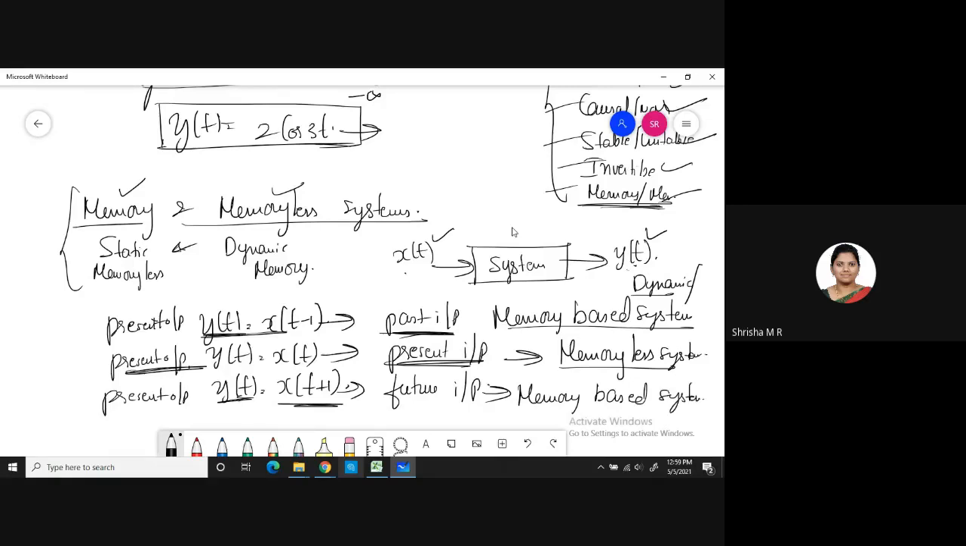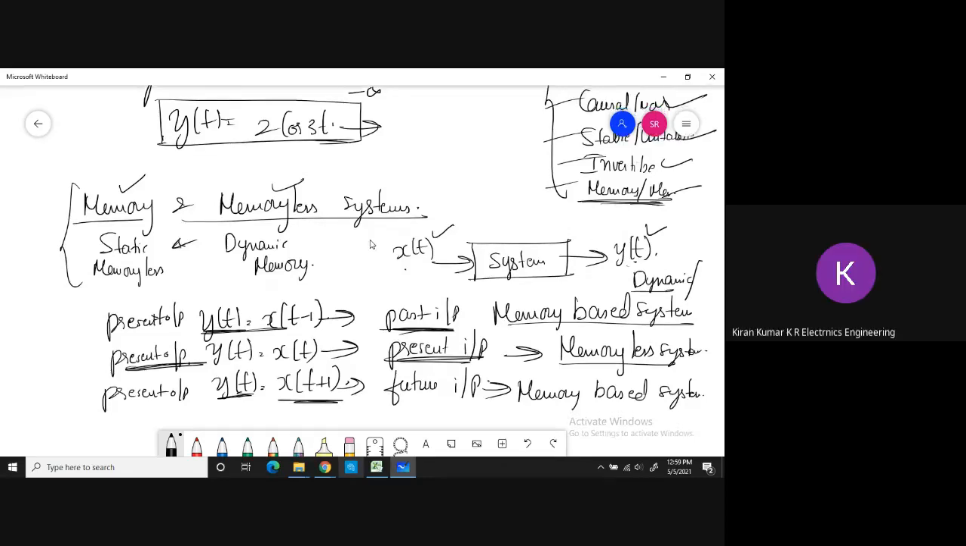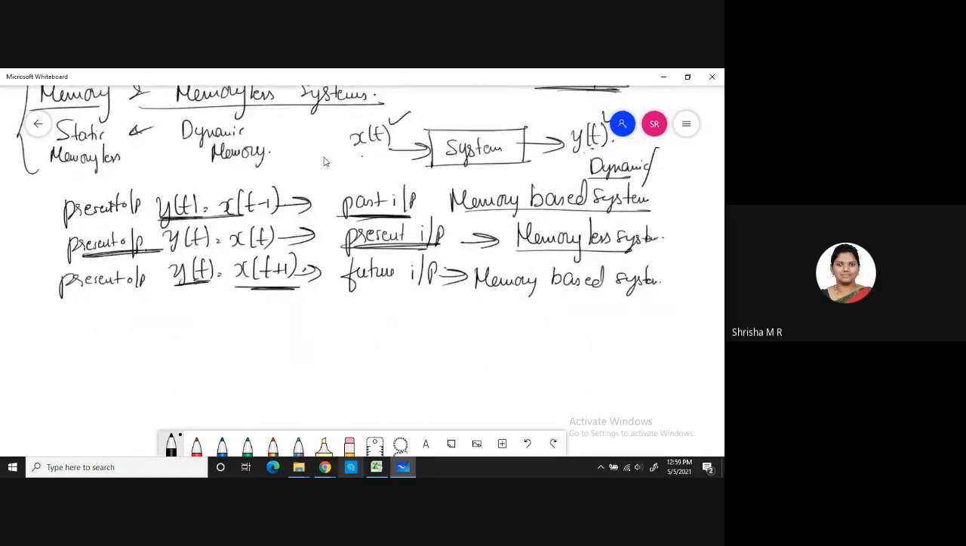Got it, everyone? Definition of memory and memoryless. If output of the system depends on the present value of input, then it is memoryless system. Got it? Are you following, everyone? Yes, ma'am. Is it clear?